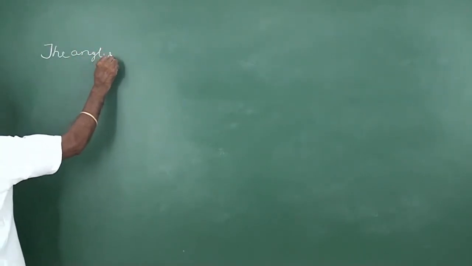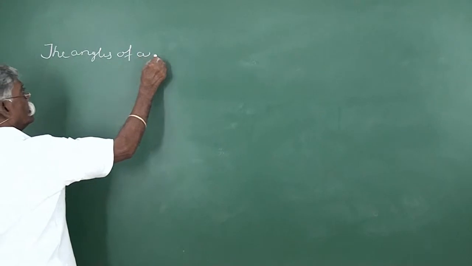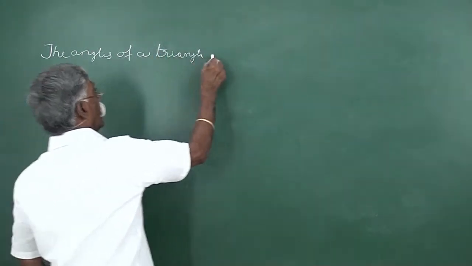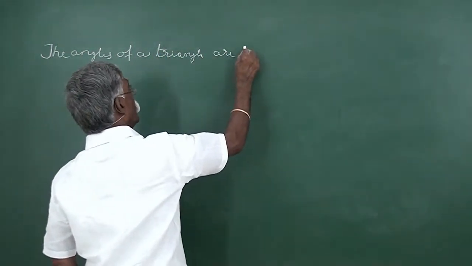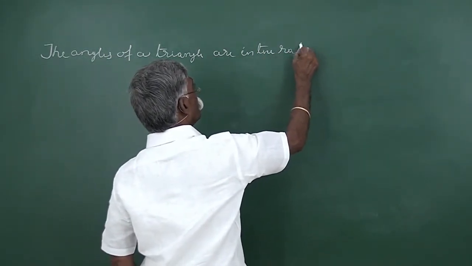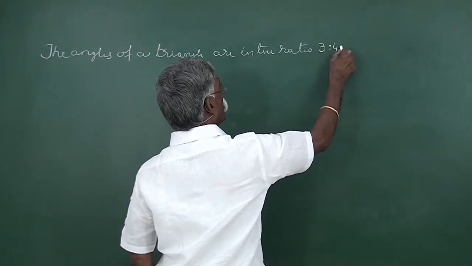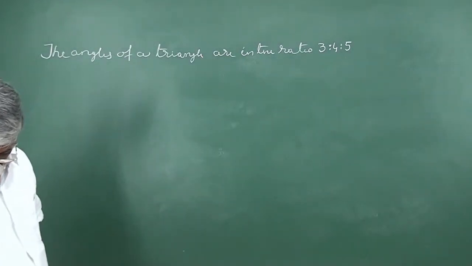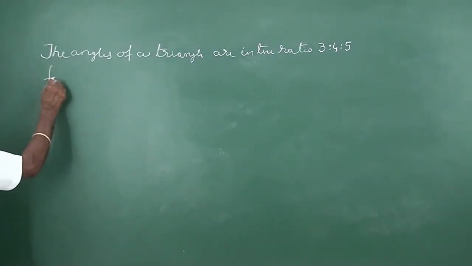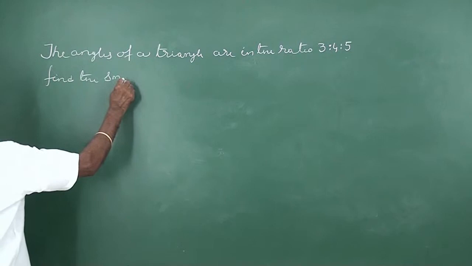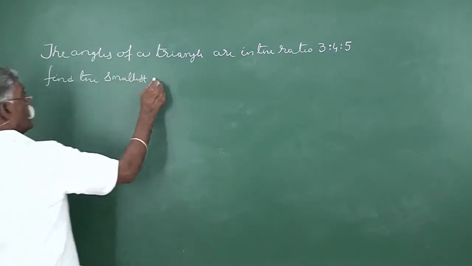The angles of a triangle are in the ratio 3:4:5. Find the smallest and the greatest.